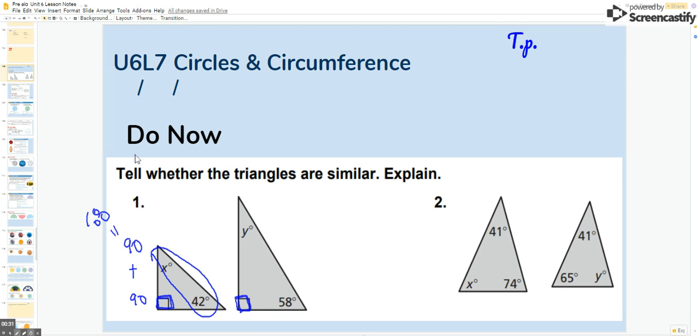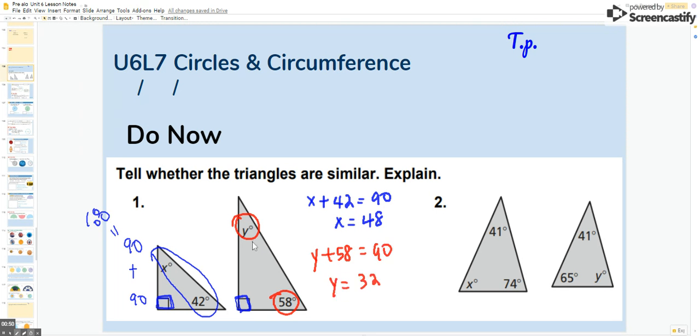So let's just set up an equation. X plus 42 should be 90. So x is 48. And y plus 58 is also 90. So y is 32. So we have 32 here and 48 here. So we know that 48, 42, 32, 58. So it's not similar.